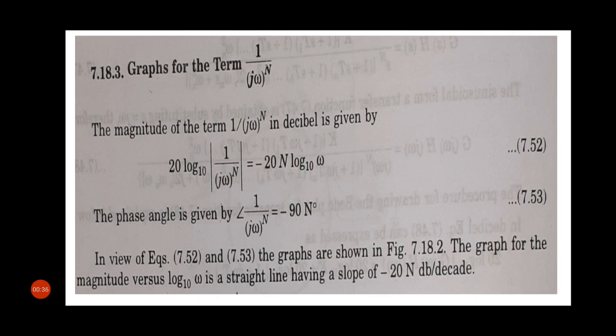Okay, so see the magnitude of the term 1 by j omega to the power n in decibels. It is given by 20 log 10 mod of 1 by j omega to the power n, and this is equal to minus 20 n log 10 omega. The phase angle is given by angle of 1 by j omega to the power n, and this is equal to minus 90 n degrees. So for this equation the graphs are shown.